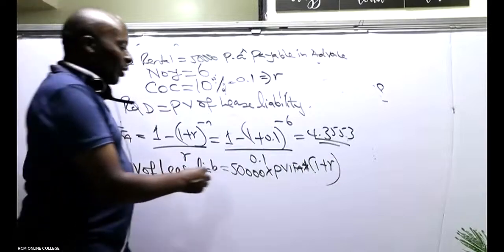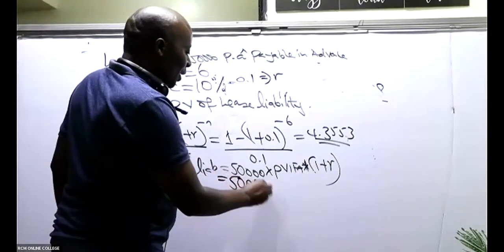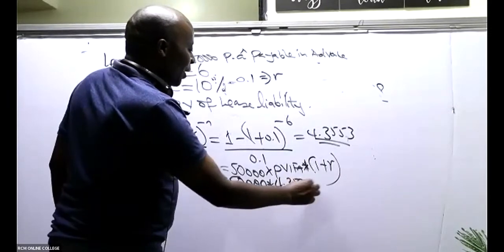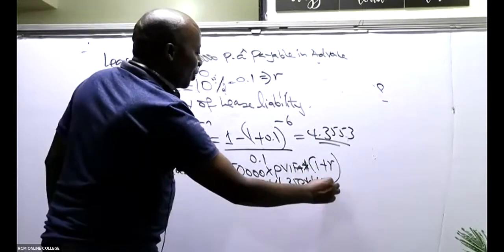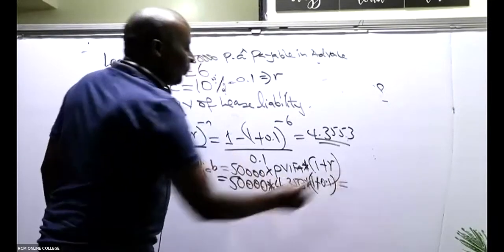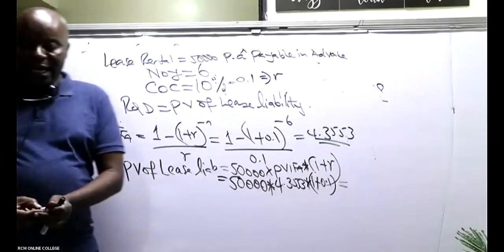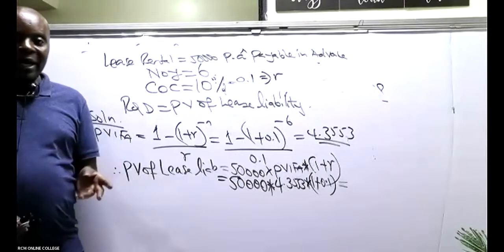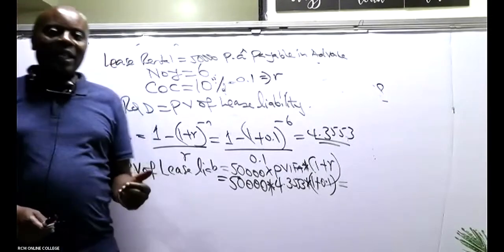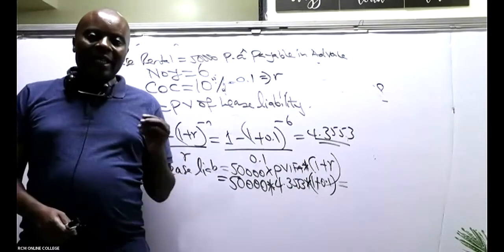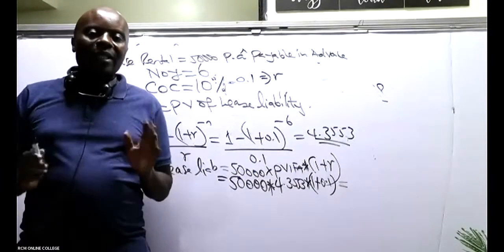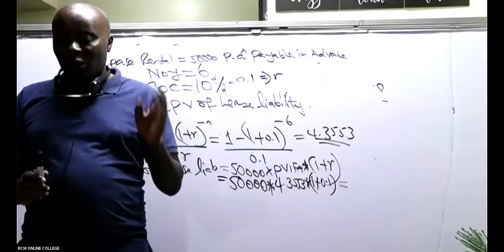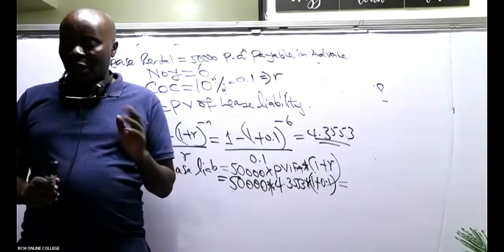So this will be 50,000 times our PV factor of 4.3553 times 1 plus 0.1. So that 1 plus R stands for the advance payments. If you look at your FAR and AFR past papers, you'll see what I'm talking about. When the examiner wants to twist you in these lease questions, they'll always put in that concept: this is paid in advance.